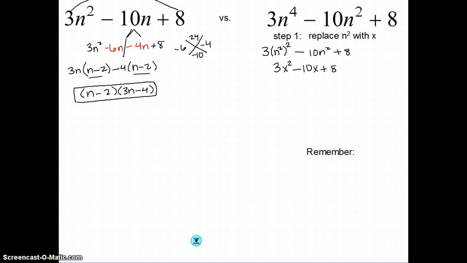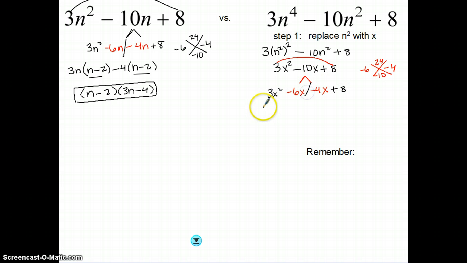Now from here, this is familiar, I can factor this. I multiply my first and my last terms to get 24, negative 10 on the bottom, and the left and the right, I have negative 4 and negative 6. Rewriting my negative 10 with negative 6x minus 4x, I bring down my 3x squared in the front and the plus 8 in the back.